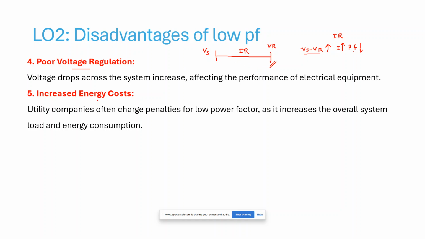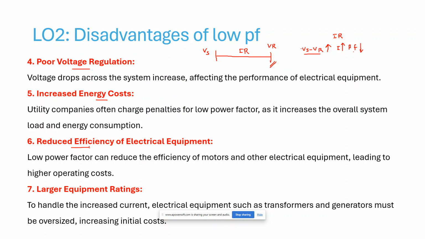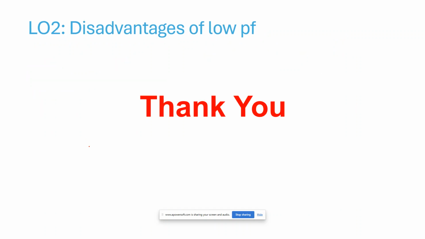Then, increased energy loss. As we have seen, if the current is increasing, obviously there will be more loss in the transmission line, and that will increase energy consumption, and obviously the cost of energy will increase. Then, reduced efficiency. Because of increased losses in the system, whether in the transmission line or transformer, the efficiency will also decrease. Then, larger equipment ratings. For supplying low power factor loads, you have to give more current, and for that you need a larger capacity of transformer, transmission line, generator, or protection devices. So it will increase the cost of the system.